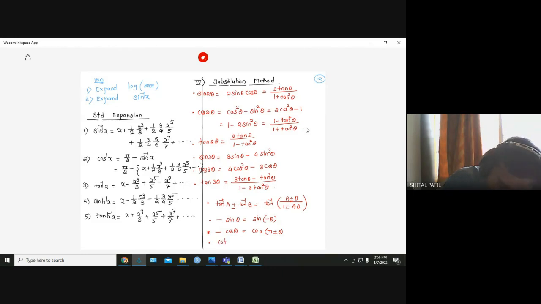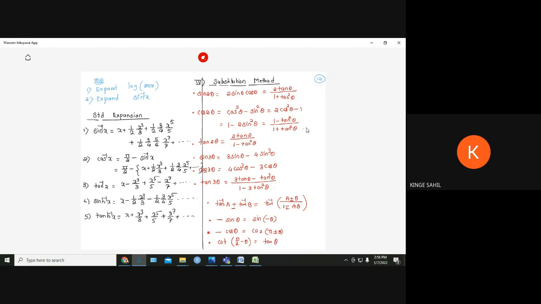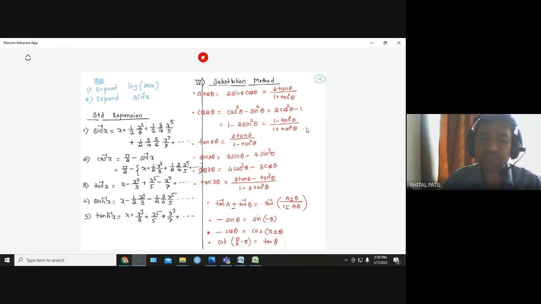And the last formula: cot of pi by 2 minus theta. I think you know this very well. It is in the first quadrant, and in the first quadrant all the ratios are positive. So it is tan theta. So we'll go through a few examples. The examples are very simple.